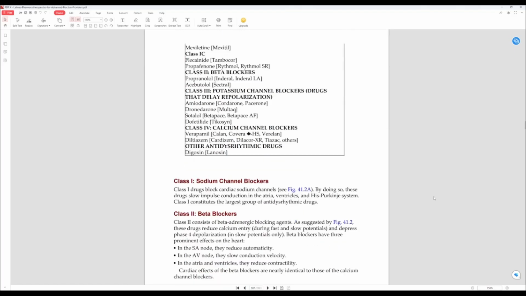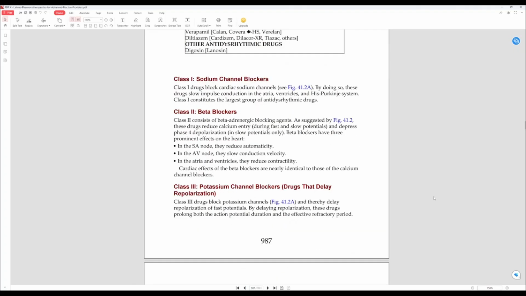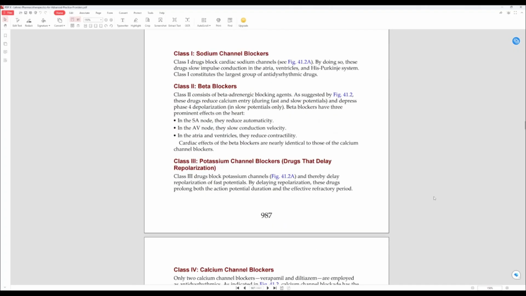So let's start off with class 1, your sodium channel blockers. Class 1 drugs block cardiac sodium channels. By doing so, these drugs slow impulses and their conduction in the atria, ventricles, and His-Purkinje system. Class 1 constitutes the largest group of antidysrhythmic drugs.